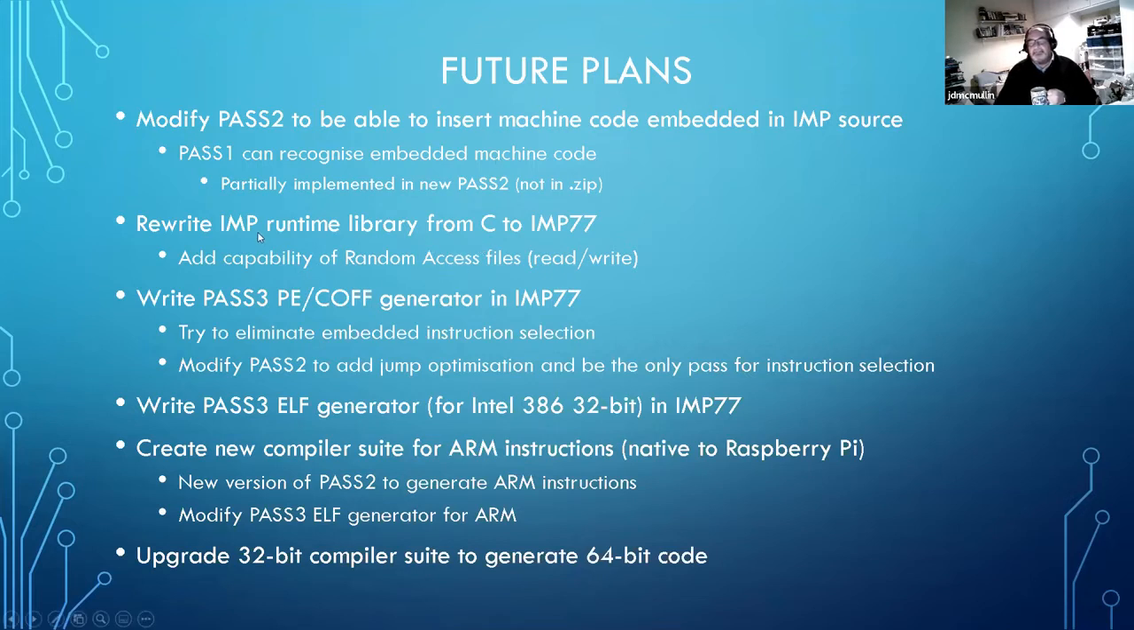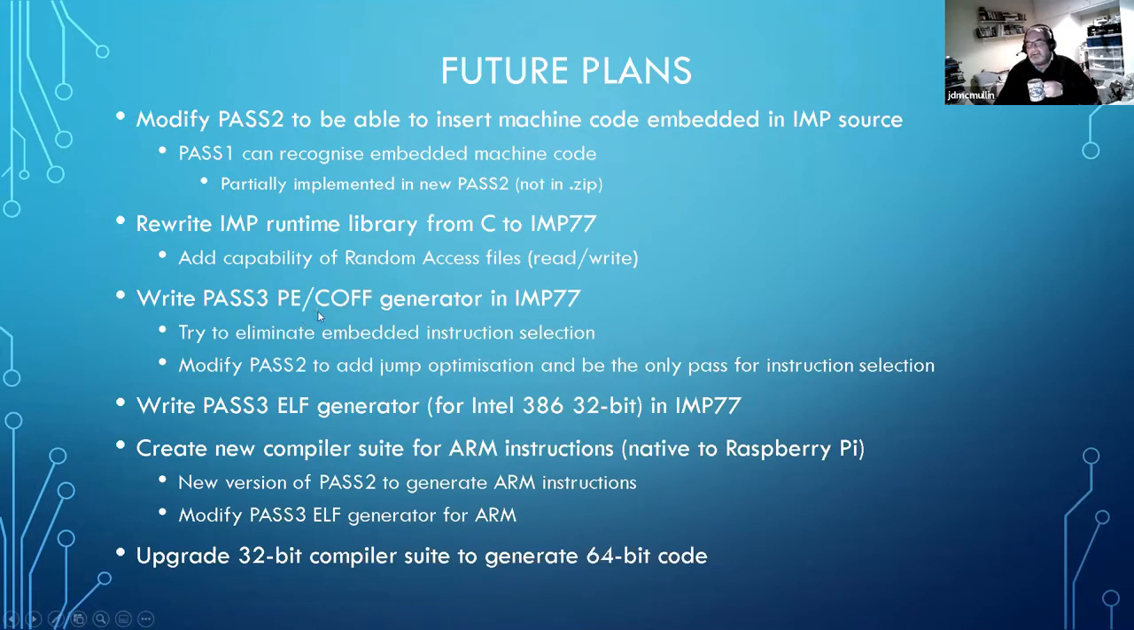Other task. The runtime library, inside the library file, has a file called runtime.c, and I want to get that converted from C to IMP77. That way I've got basically the complete compiler with its runtime in IMP, so it can compile and check itself.